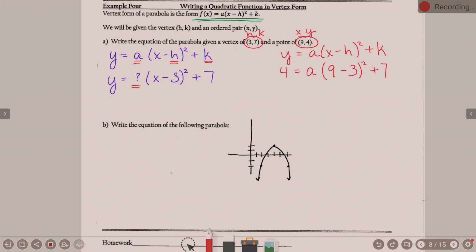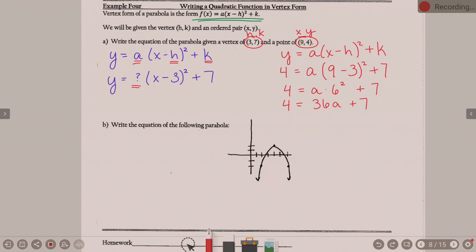Now, you guys say PEMDAS, I say Aunt Sally. What's my Aunt Sally tell me to start? Exponent, or parentheses. 9 minus 3 is? 6. So then I'm going to have 4 equals a times 6 squared. 6 squared is 36. Now, notice how I'm going to write this. This is a times 36. So I'm going to say 36a plus 7. And that's important that you think about that's 36a plus 7, because that determines my next step.